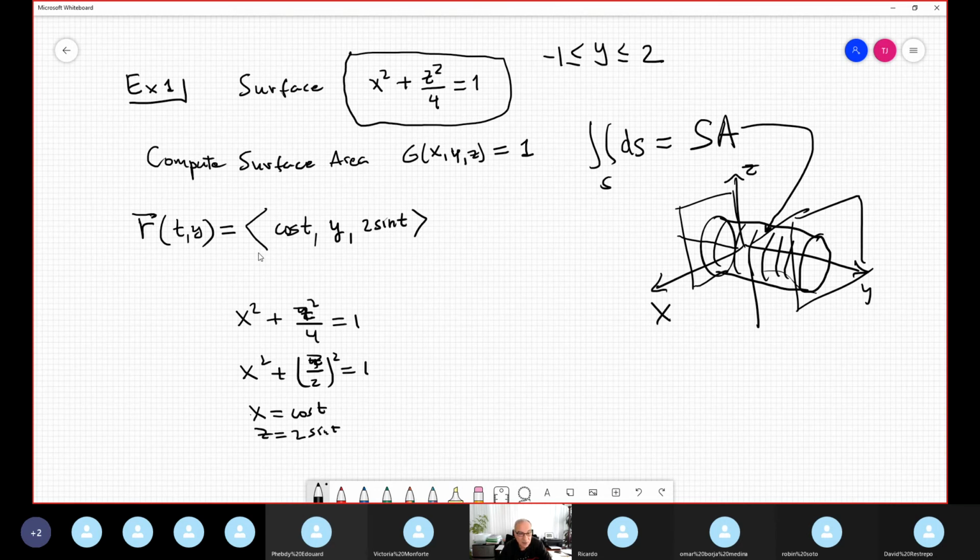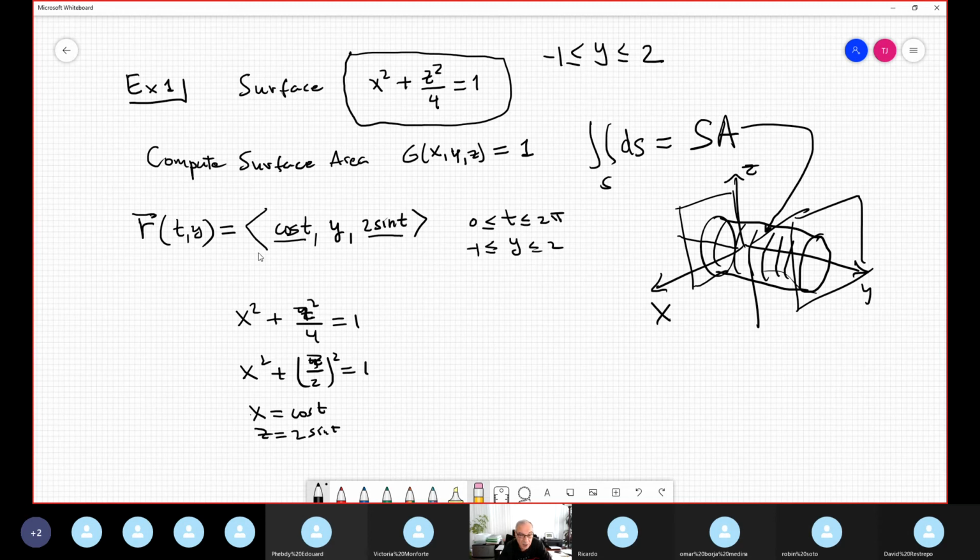Look, to make it clear, the famous trigonometric identity: cosine squared plus sine squared equals 1. And this is the component I put here, y. And why? Because it's totally free. So now, my definition of the parameterization of this surface is t varies from 0 to 2 pi because it's the full cylinder. But why does y vary from -1 to 2?